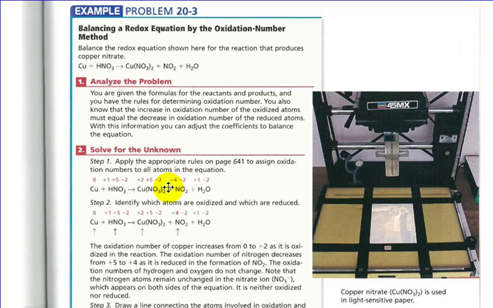Oxygen's more electronegative than nitrogen, so negative 2. Negative 2 times 2 is negative 4, so this has to be plus 4. And then water like that.